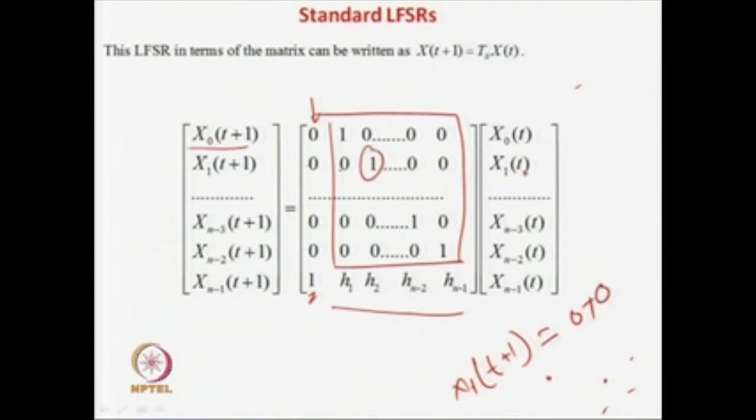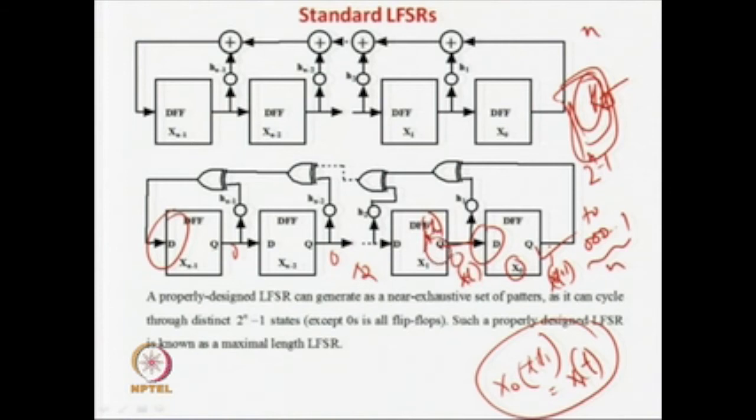So, this one will have to be multiplied by this one. So, it will be 1 into x 2 of t plus all zeros will be there. So, x naught t plus 1 is equal to x 2 t. So, what is the output of this value at t plus 1? x 1 t plus 1 will be equal to what? It will be x 2 t, because this value is coming here in the next clock pulse.